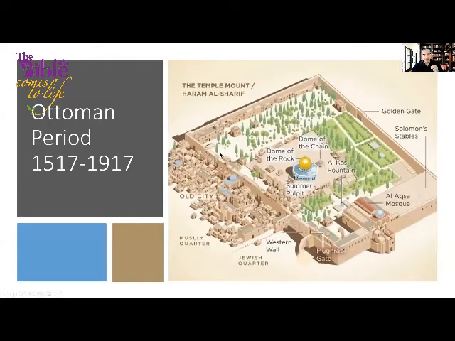So today, the entire Muslim quarter, if you look at this, the entire Muslim quarter is built on arches. There are arches between the Muslim quarter and Temple Mount, and that's why they're built adjacent to the Western Wall to get support.